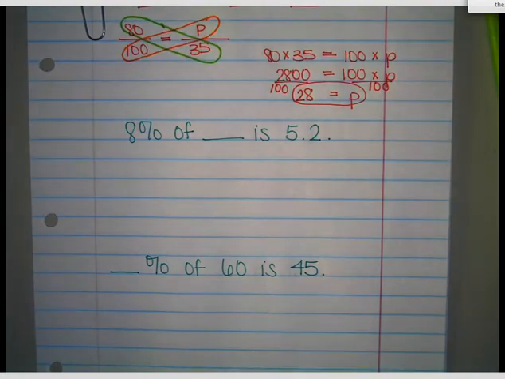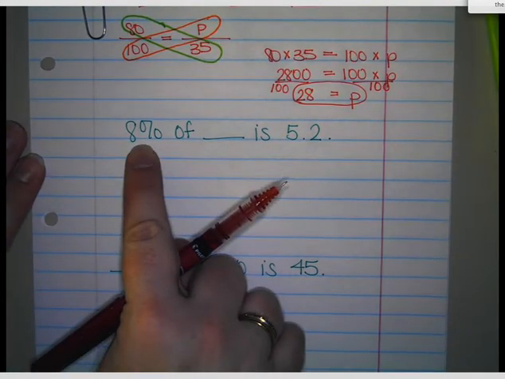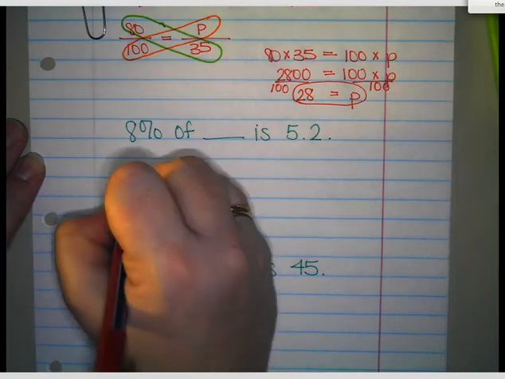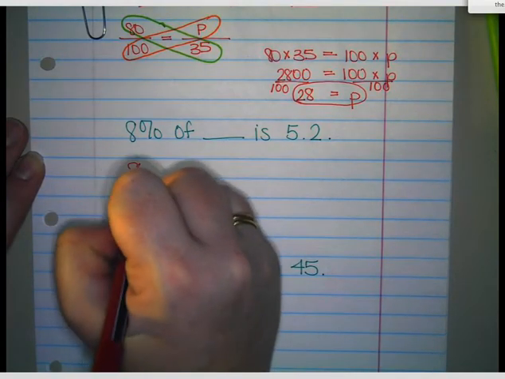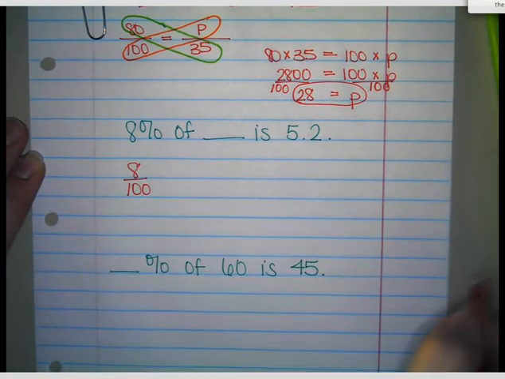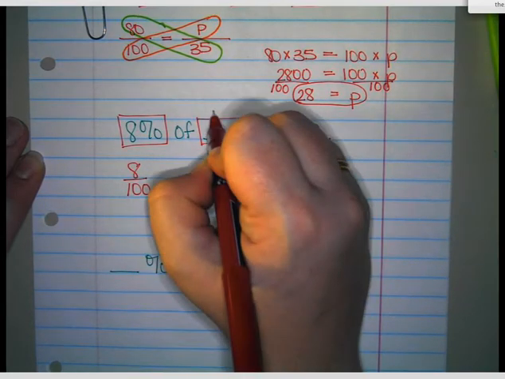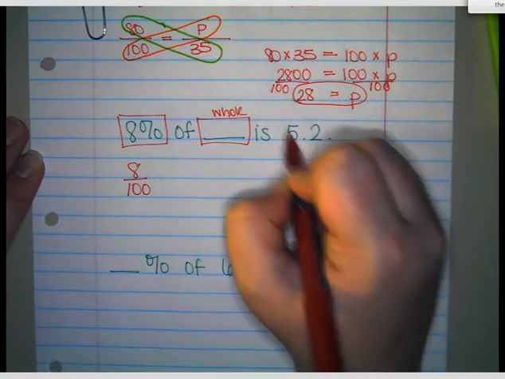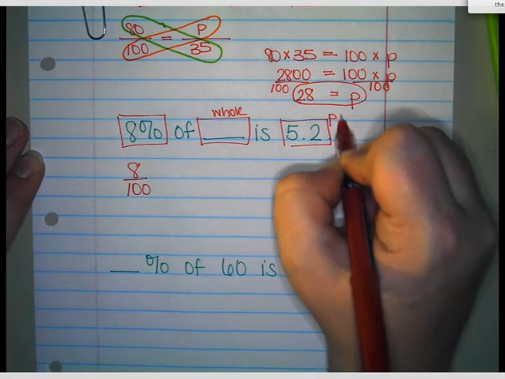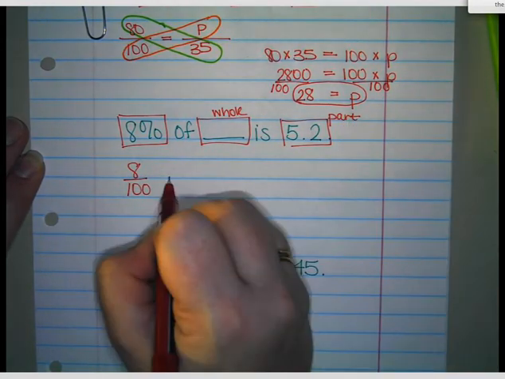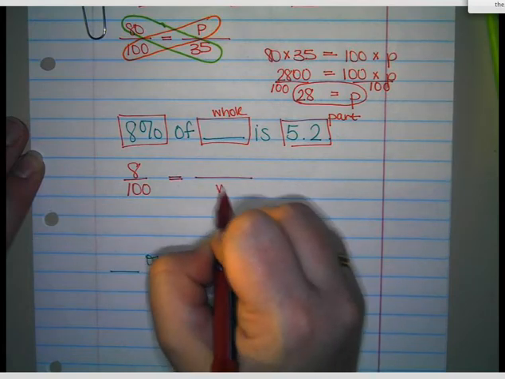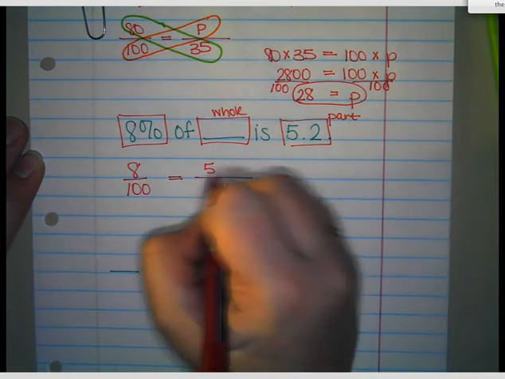Let me show you another one. 8%. I'm going to write a ratio that comes from 8%. That's 8 to 100, 8 parts to 100 wholes. And then, of course, I have percent. This must be the whole. This must be the part. So when I set this up over here, the whole I don't know. The part is 5.2.